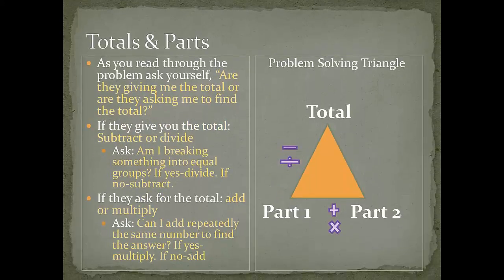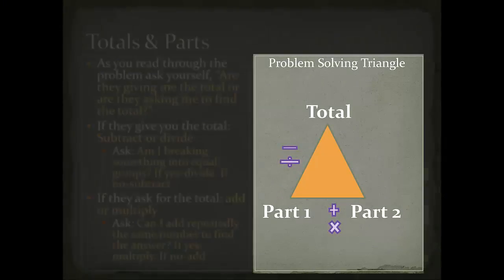Now let's take a minute to look at totals and parts. I have over on the right hand side what I like to call the problem solving triangle. I've come to realize that most of the problems you're going to solve in elementary school can be solved using this problem solving triangle because it helps you determine what the totals and parts are, which in turn helps you determine which math operation you need to use to solve it.